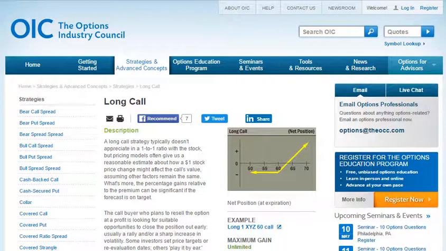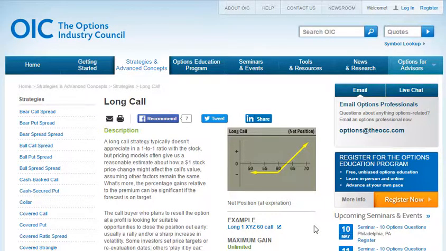Before I continue with my slides, I just want to point out a resource that is outside the CFA curriculum that I think is very valuable, and it's the Options Industry Council. On this website, if you Google search Options Industry Council, you come to www.optionseducation.org. Note it's .org. They've got some very good free education. Now you can see that I'm on the tab Strategies and Advanced Concepts, and you can see here that I'm on the long call. The previous LOS we looked at a long call, short call, long put, and short put. All those strategies are here.